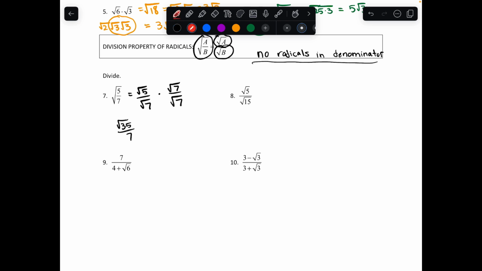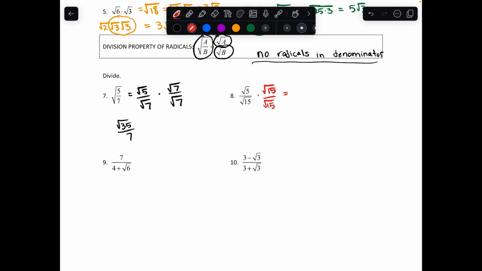Moving on to number 8, we have the square root of 5 divided by the square root of 15. Now there's two ways of doing it. We could get rid of the radical in the denominator like how we did in number 7, or we can break apart our denominator similar to what we did in number 5 and number 6. Let's do both ways. So first off, let's just get rid of the radical in the denominator like how we did in number 7. So I'm going to multiply by the square root of 15 divided by the square root of 15. And what do we get?